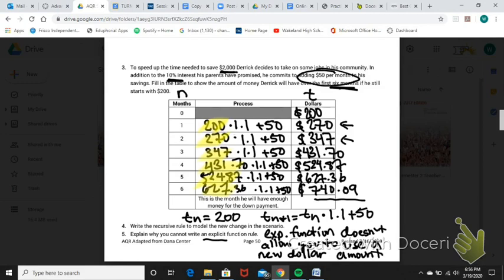So if you remember, the explicit one that we had in number 1 was T equals 200 times 1.1 to the n. Well, this 200, if you notice, it's not constantly n over here. We don't see 200 right here in the second month. We're not using 200. Same here, same here, same here, and same here. So the explicit function doesn't allow us to replace this 200 each time. Only the recursive rule allows us to do that.